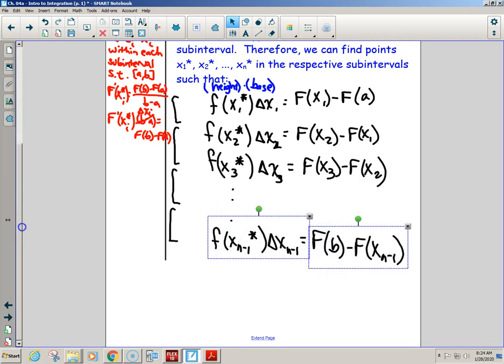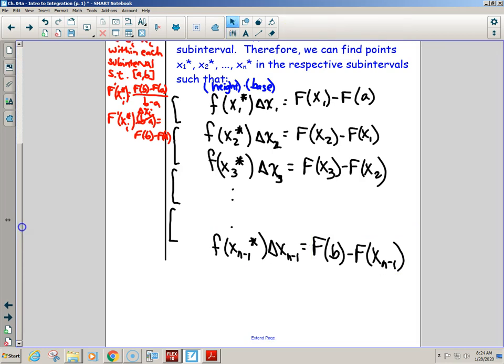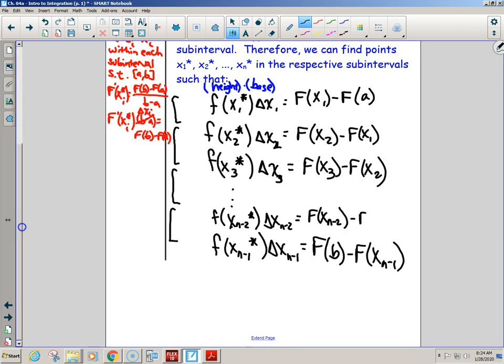Now I know that some of you are saying, let's skip a line, you can squish this in. If I had gone one subinterval before, x sub n minus 2, I got f of x sub n minus 2 minus f of x sub n minus 1.